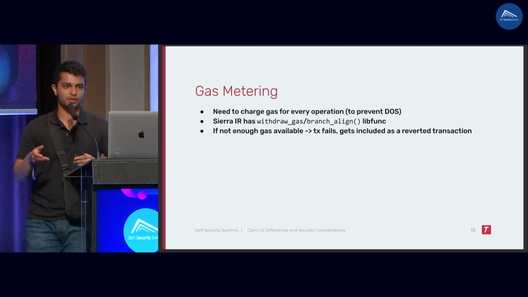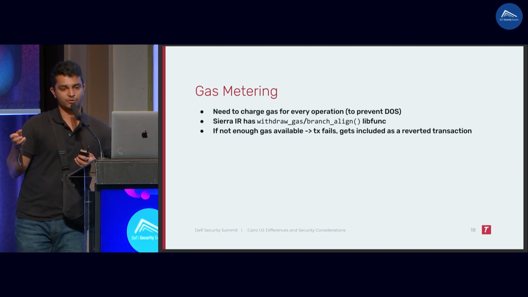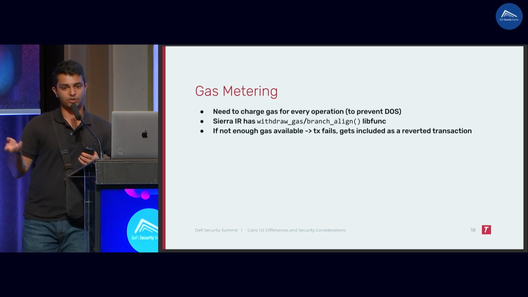Another core difference between the old Cairo, Cairo 0.x, and Cairo 1.0 is gas metering. Previously, we couldn't charge for any failed transactions because if you had a statement in Cairo that led to, for example, assert false, it would lead to a sequence of constraints that are unsatisfiable, and then we can't actually generate a ZK proof for it.